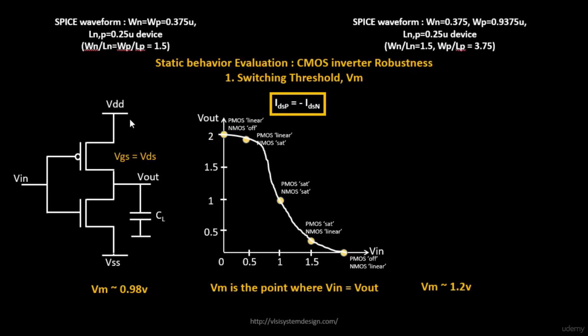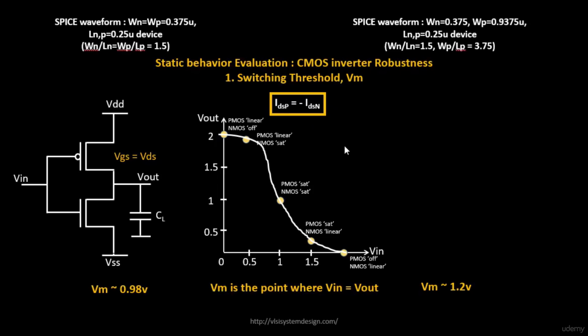Your IDSP, the drain current of your PMOS, will be in this direction, and the drain current of your NMOS will be in this direction. So if you note the directions of the current at this node, your PMOS current goes this way and your NMOS current goes this way, so the directions of the currents are inverse. As a result, your IDSP is equal to negative IDSN. So we have the boundary conditions at which your switching threshold will arrive. Your IDSP is equal to negative IDSN, your VGS is equal to VDS, and we also know what IDSP and IDSN are. The next work is to derive the value of VM.